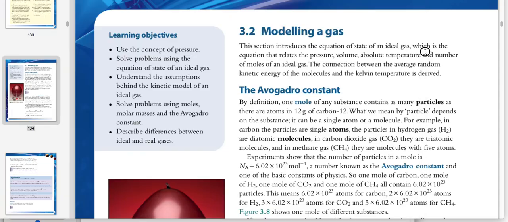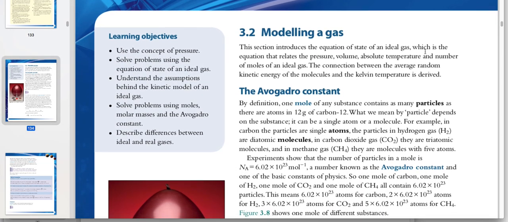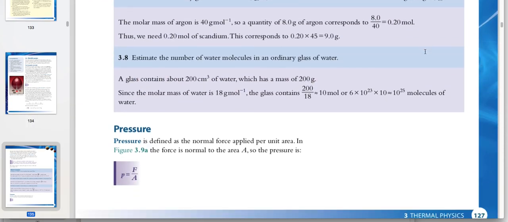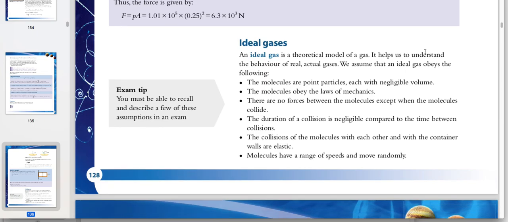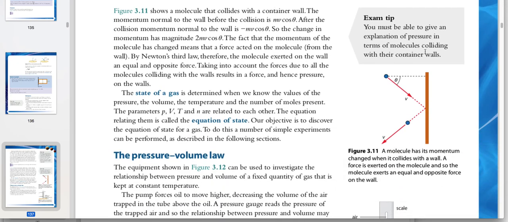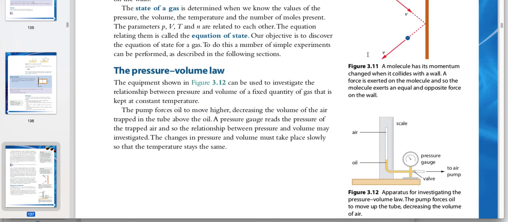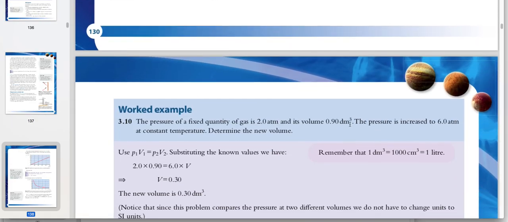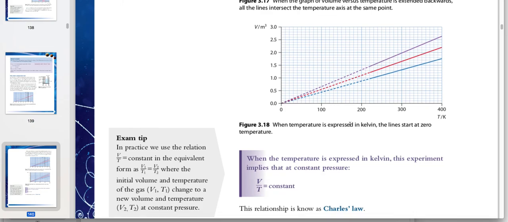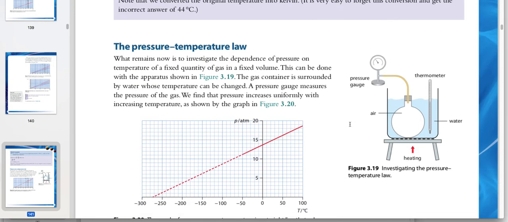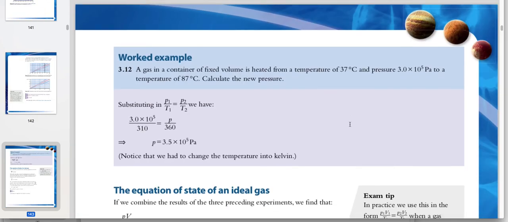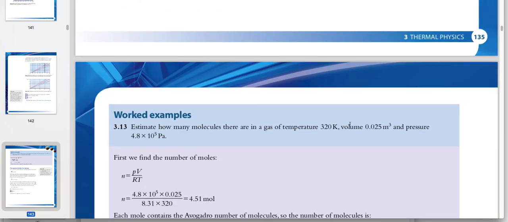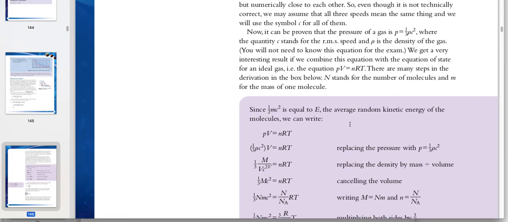Your homework is to open your Tsokos on page number 126. In pages 126, 127 and 128 you have a description of what I was talking about. Okay? So next lesson we'll be talking about Clapeyron's equation, about the pressure-volume law, about the volume-temperature law, which is Charles's law, and about the pressure-temperature law, and we'll conclude with Clapeyron's equation, so the equation of state of an ideal gas.